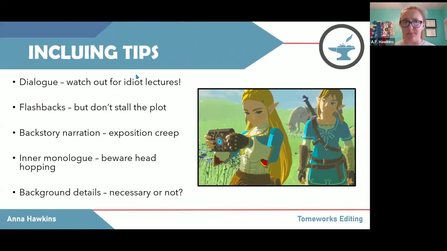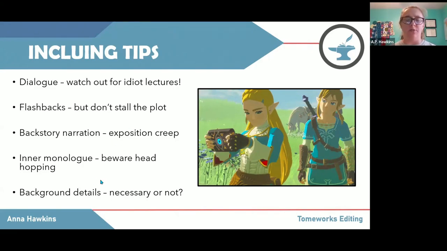Backstory narration fits in with flashbacks, talking about a character's backstory in the context of what's happening in the plot. Their backstory comes up, or they reveal some sort of trauma based on what's happening in the plot. But you have to be careful of exposition creeping in, where you just stop and explain, Timmy is afraid of spiders because when he was a kid, blah, blah, blah. So you have to be careful about that.